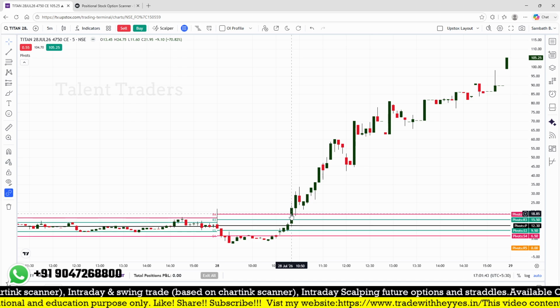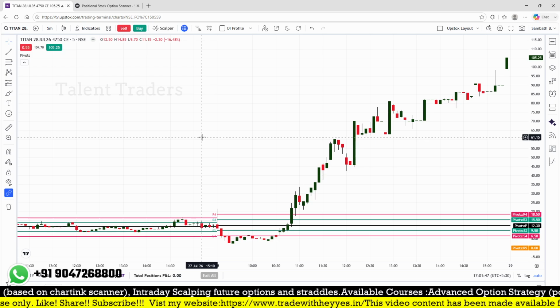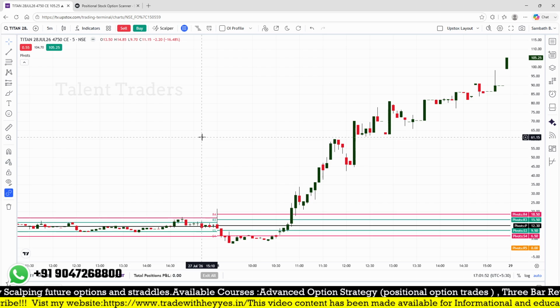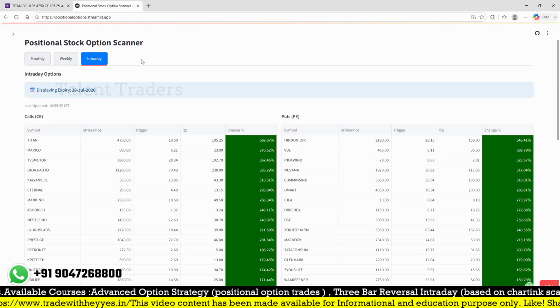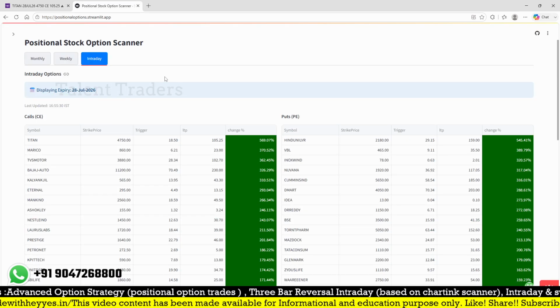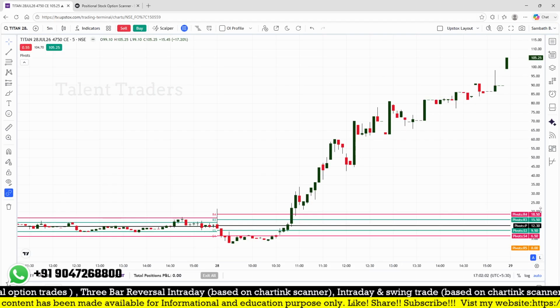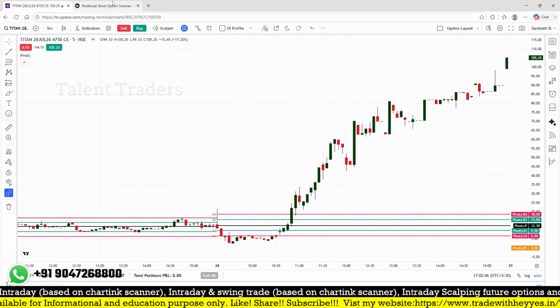So we mostly created a lot of scanners in charting, but the charting doesn't provide you the option data, so we can't create any option scanners there. But we built our own scanner which helps you find out the R4. For example, Titan 18.5. So this is an 18.5. That is the R4 level of that particular strike that we are mentioning.